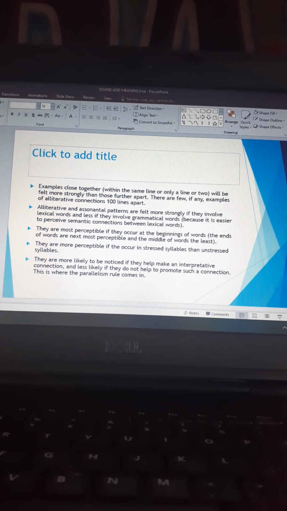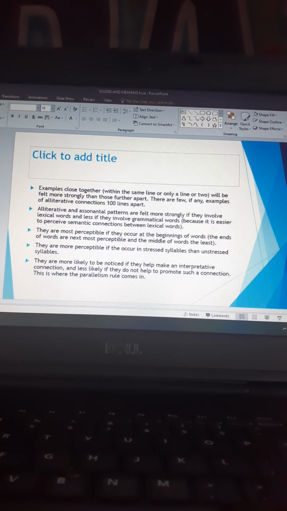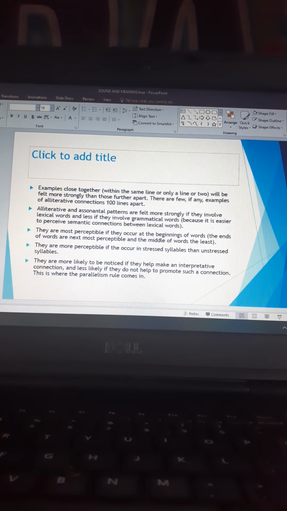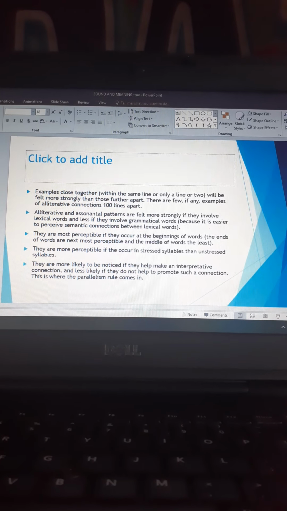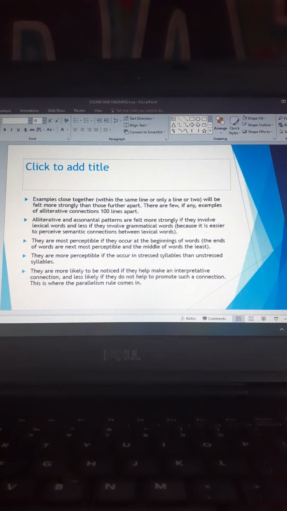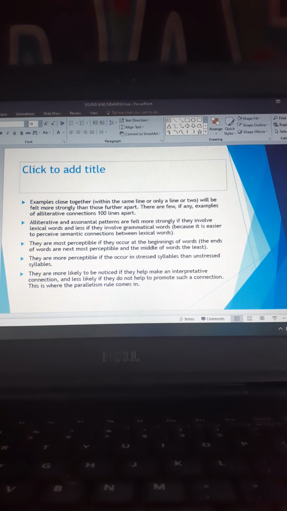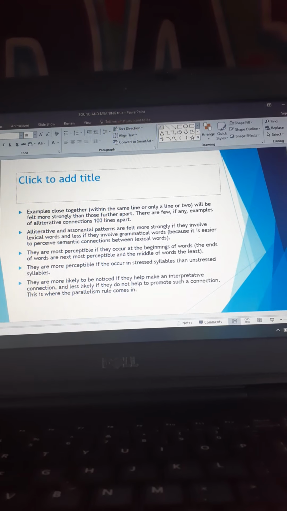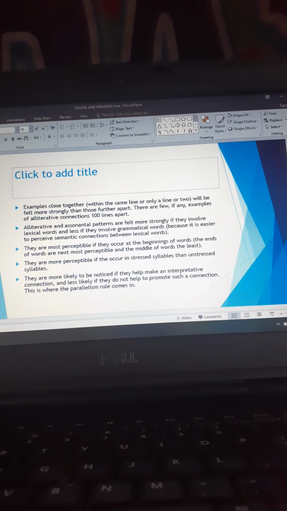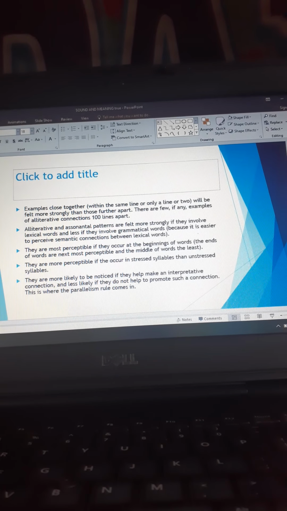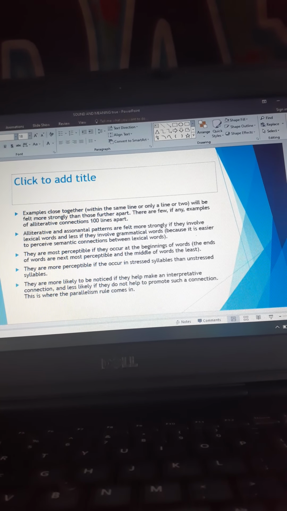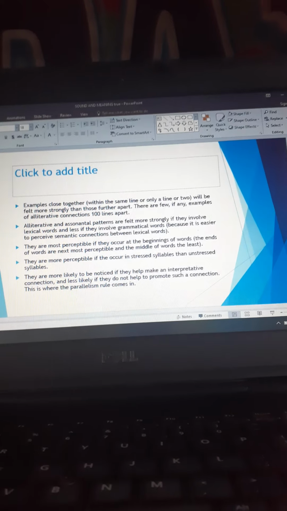They are most perceptible if they occur at the beginning of words. The ends of words are next most perceptible, and the middle of words least. They are more perceptible if they occur in a stressed syllable than in unstressed syllables. They are more likely to be noticed if they help make an interpretative connection and less likely if they do not help to promote such a connection. This is where the parallelism rule comes in.